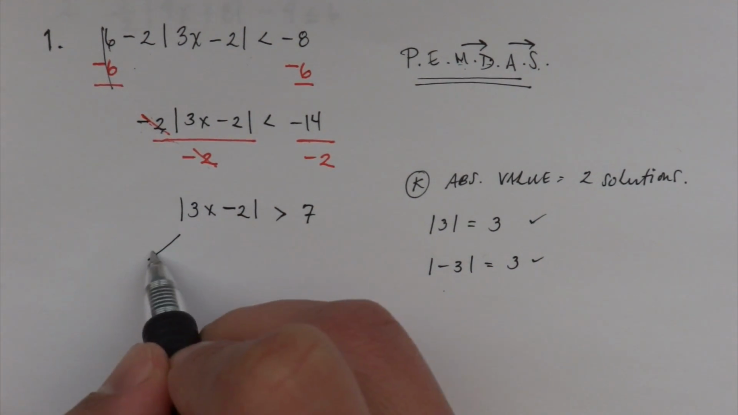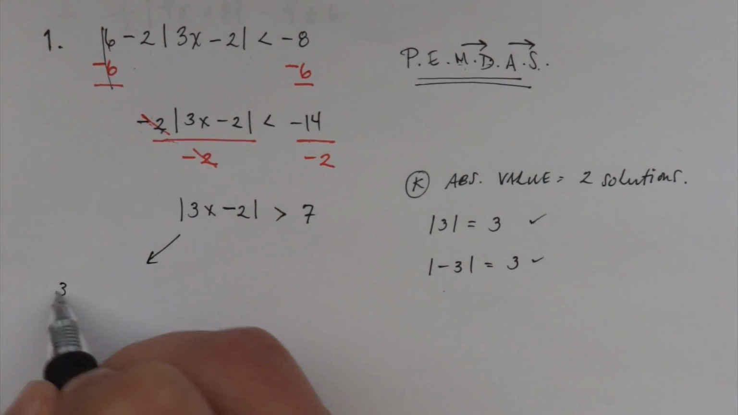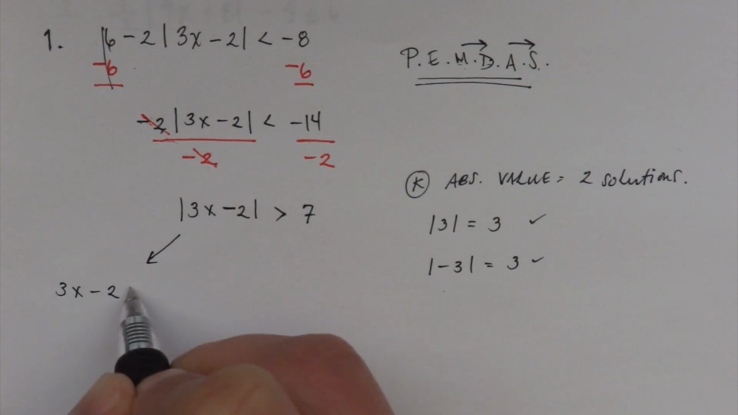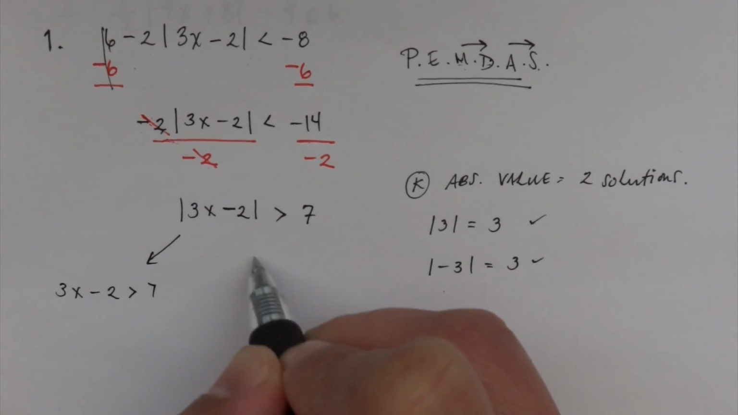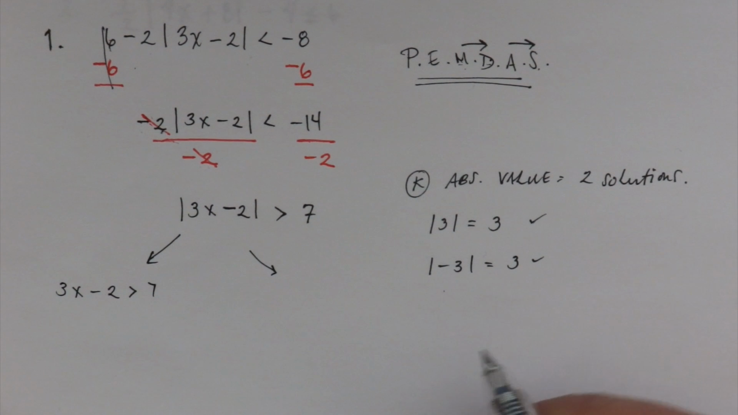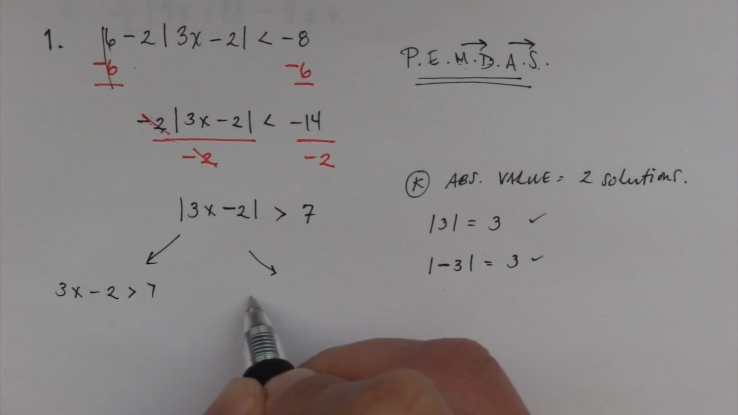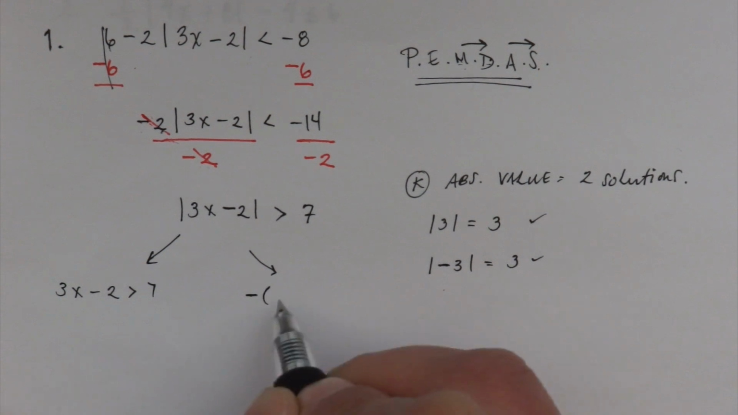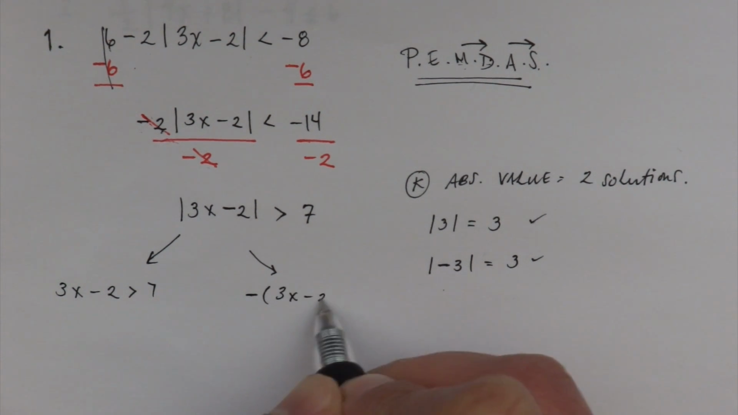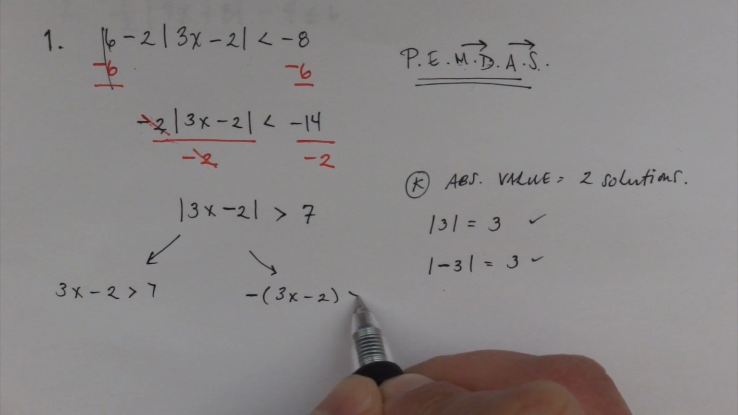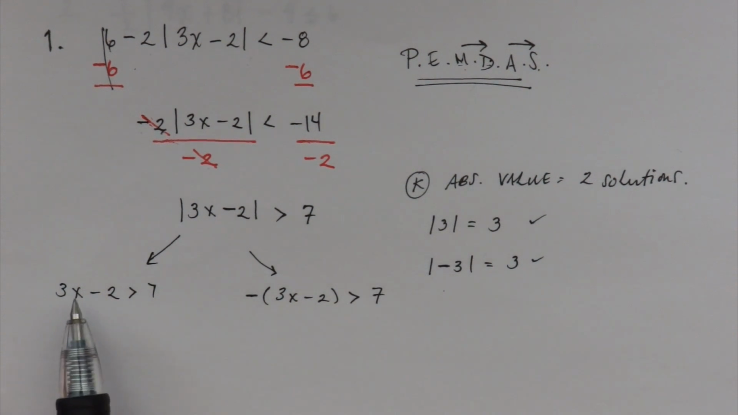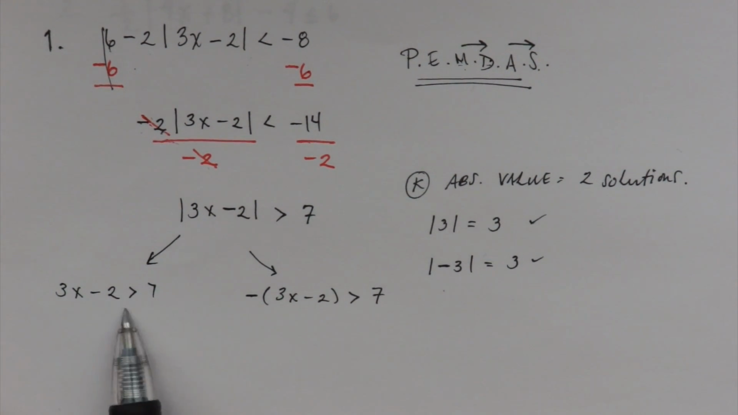So we're going to split it up. We're going to start with the positive: 3x minus 2 greater than 7. And we're going to have a second inequality, which is the negative. You notice there's a negative on the inside, so I'm going to put negative, parentheses, 3x minus 2, the quantity, greater than 7. So we account for both the positive and the negative aspect of it.